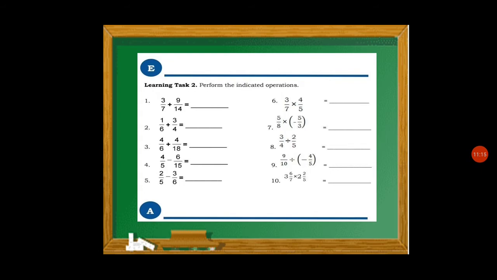Next, number 7, one is negative. So, one positive, one negative. The answer must be negative. So, same procedure. 5 times 5 equals, over 8 times 3 equals. Then we just put a negative sign because the answer is negative.